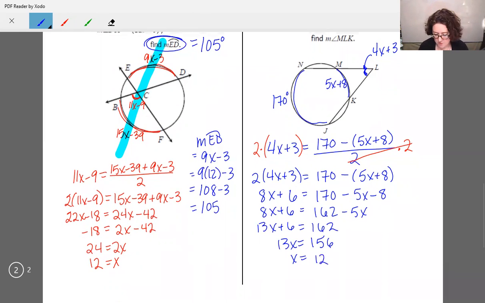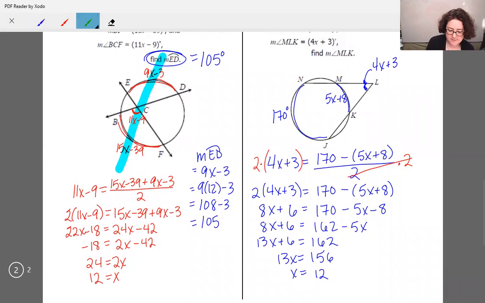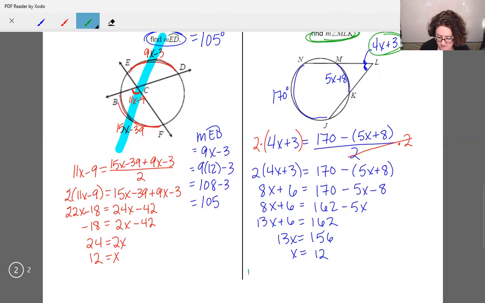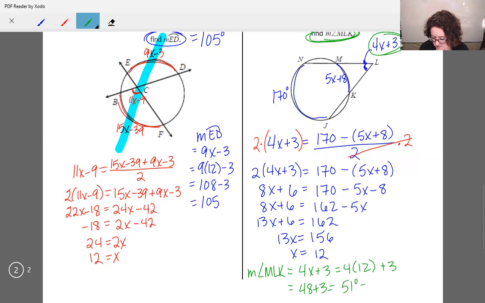But same thing as before. If I scroll back up a little bit, you'll notice it wants us to find the measure of angle MLK, which we have labeled as 4x plus 3. So the measure of angle MLK equals 4x plus 3, or 4 times 12 plus 3, which is 48 plus 3, or 51 degrees.